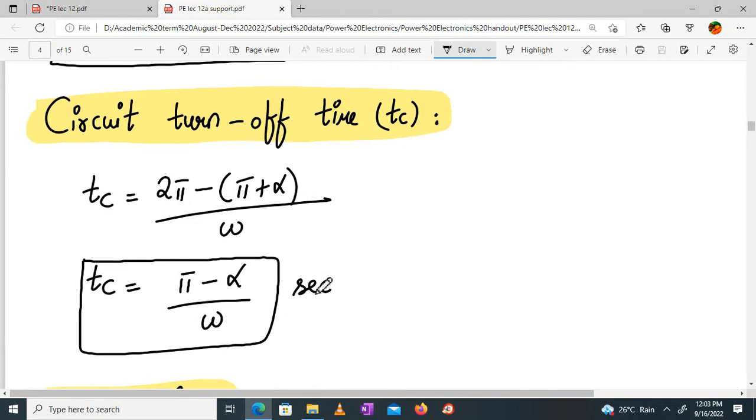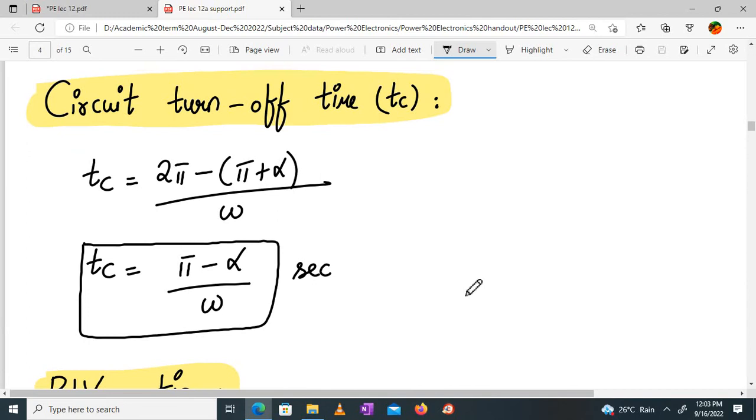Now the circuit turn off time. TC is 2 pi minus pi plus alpha, upon omega. That will be pi minus alpha upon omega. So these formulas will come in handy while we solve numericals.